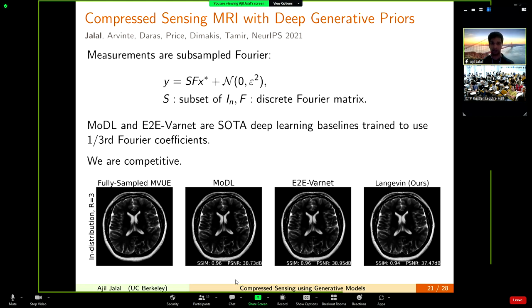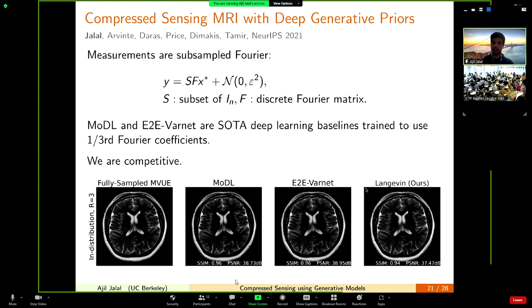And we are competitive with these models, which is quite surprising because these things have been trained end-to-end. So they have been trained using examples of here's 1/3 Fourier coefficients, and here's the brain scan I would like to see. You train this in a regression framework: you take in Fourier coefficients and then spit out a brain scan. Since it's been optimized for this setting, we were expecting to be beaten a whole lot more by the model and VARnet. But what we find is Langevin, which has no prior information about what this measurement process would be or which Fourier coefficients are going to be selected, is competitive with these algorithms.